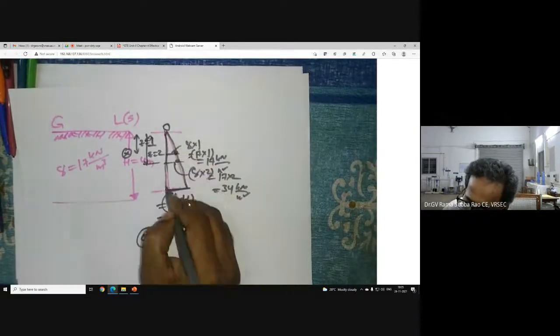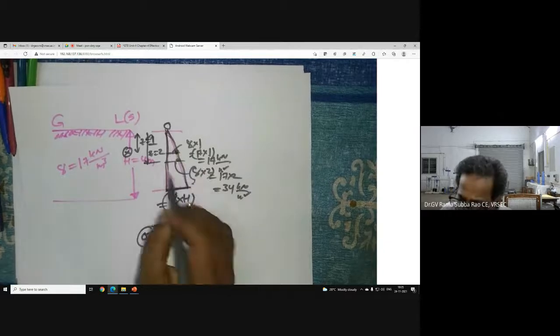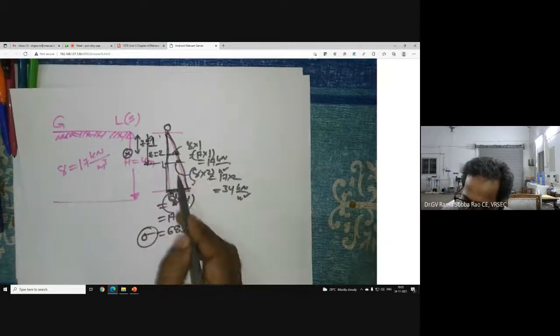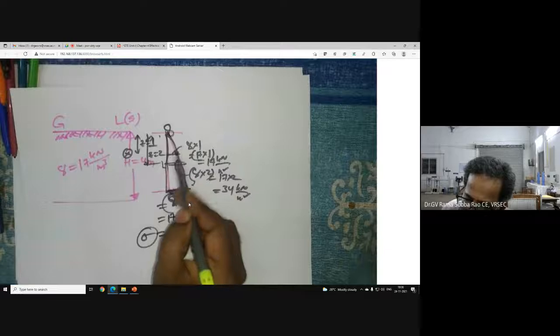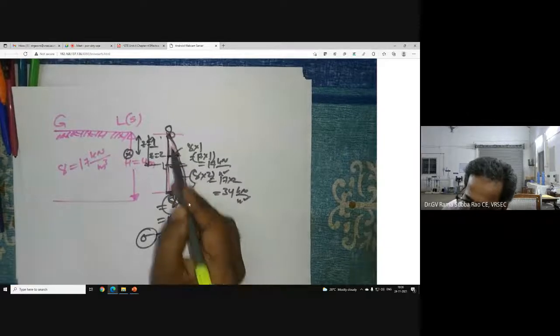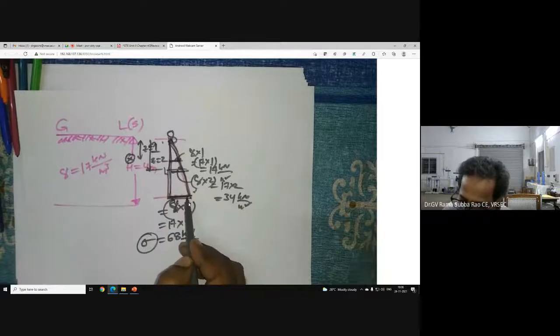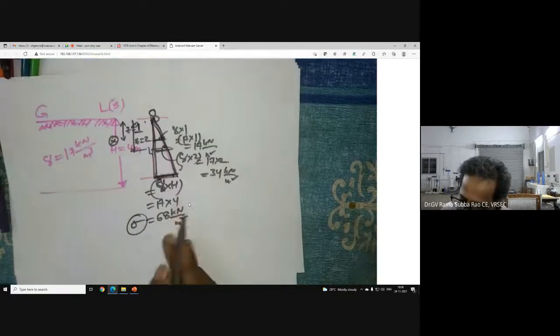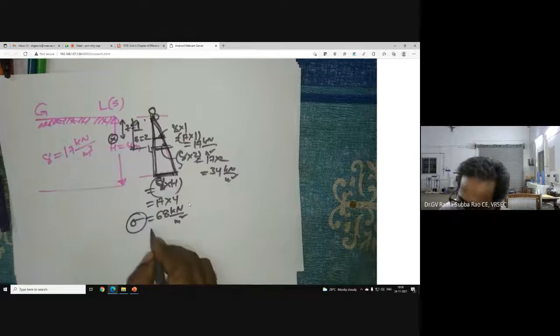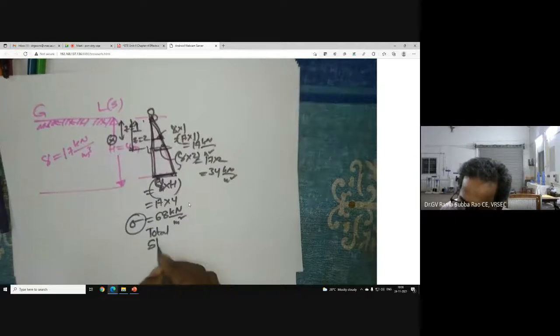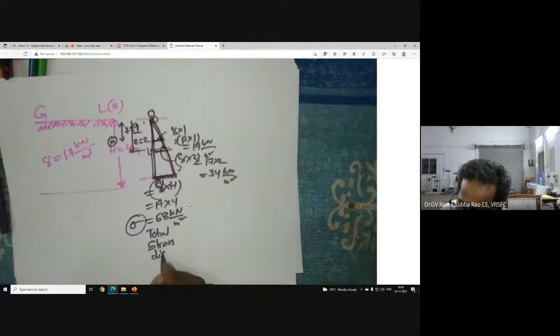You will get this triangle. Why is it a triangle? Because as the depth is increasing, stress is increasing. Here it is 0, here it is 17, here it is 34. Join all the ends. Now we are getting a linear diagram, just like a triangular shape. So this is the distribution of total stress. Total stress distribution diagram.